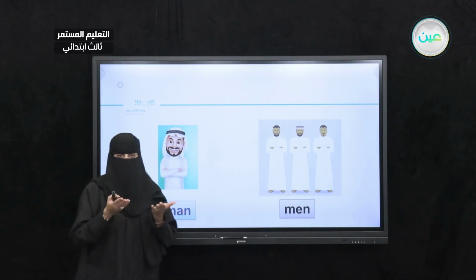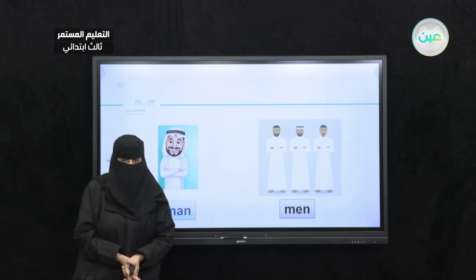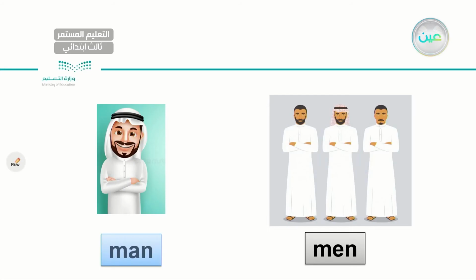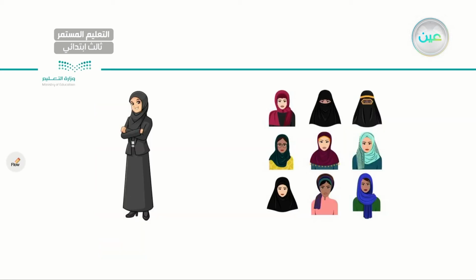Let's read together. Remember, you can find this in your book at page 39. Man, man. One more time, man. One last time, man. Very good. Next one, I have men, men. One more time, men. One last time, men. Very good. Let's go to the next noun.